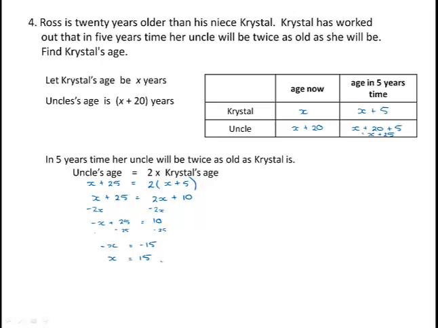To check this answer, if Crystal is 15, then in 5 years' time, Crystal would be 15 plus 5, which is 20 years, and Ross should be 15 plus 25, which is 40 years, which makes Ross twice as old as Crystal. The last part is to write a sentence answer explaining what x equals 15 means. In this case, it's Crystal's age. So Crystal is 15 years old.